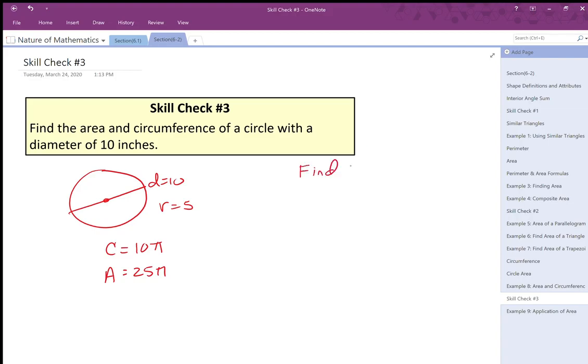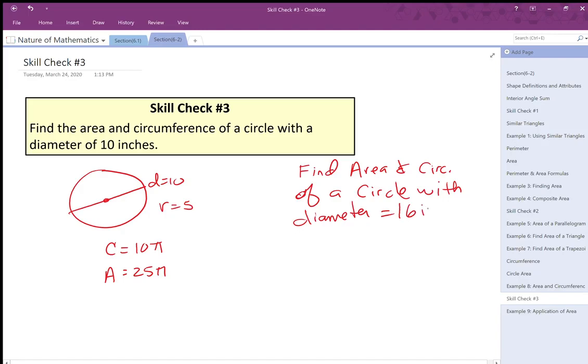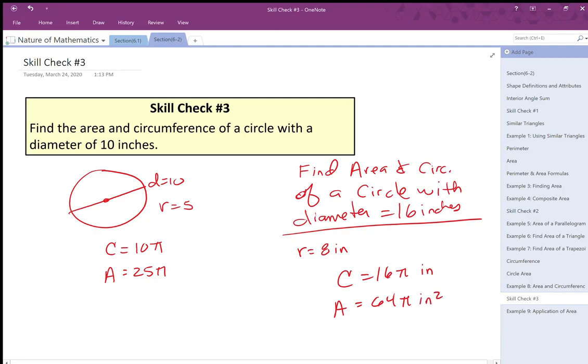Let's do a second example, find area and circumference of a circle with diameter equal to 16 inches. That means radius is 8 inches. Circumference would be 16 pi inches, and area would be 64 pi inches squared. And then you can enter these into calculators if you needed decimal answers.